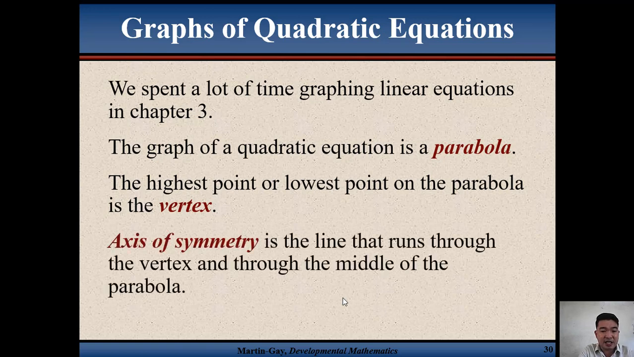Axis of symmetry is the line that runs through the vertex and through the middle of the parabola. Symmetry meaning it divides the parabola into two congruent parts. So it's a vertical line or a horizontal line that divides the parabola into two equal parts.